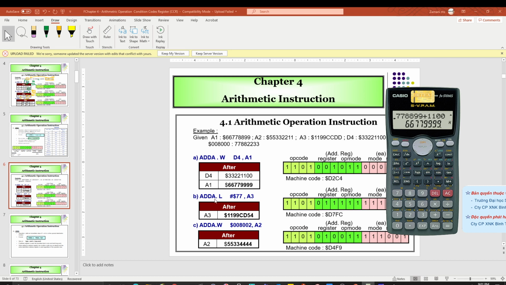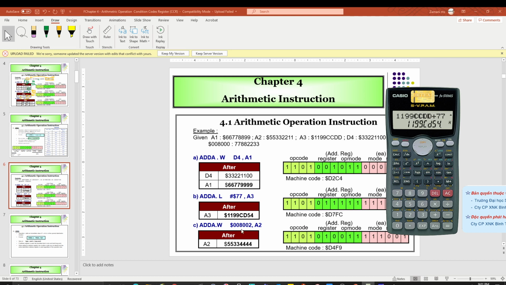Then you have another example here at address dot long. This is hash $, a number plus A3. A3 is what? This one, 1199CCDD. You're going to add the value 77 and the answer is 1199CD54.